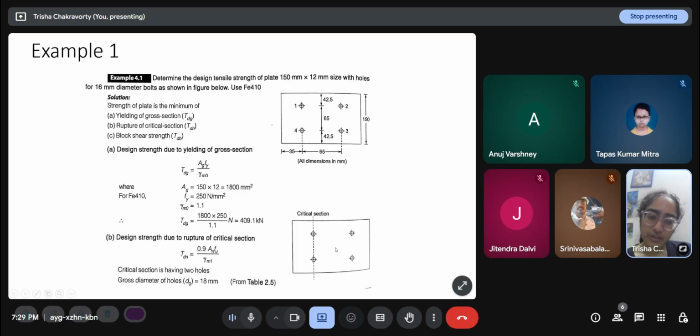Design strength due to rupture of critical section. So there are two critical sections. One passes through bolt holes 1 and 4, and one passes through 2 and 3, and they're identical because both these sections have two bolt holes each.